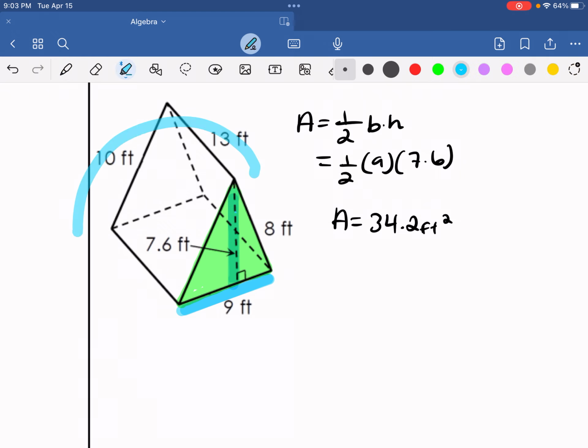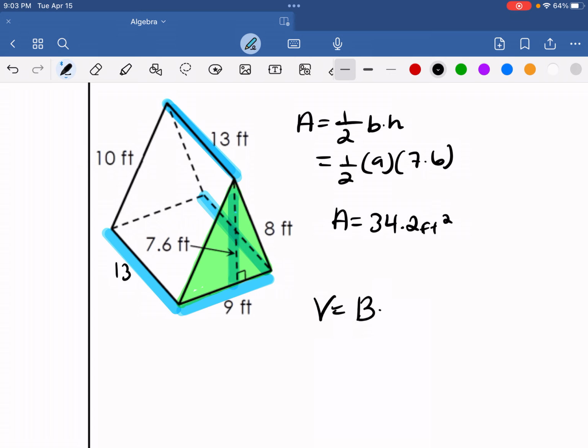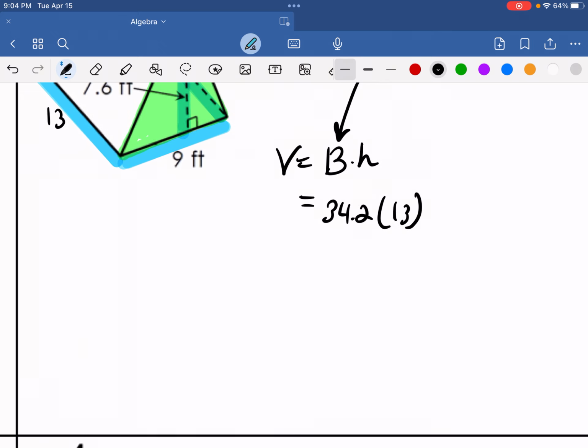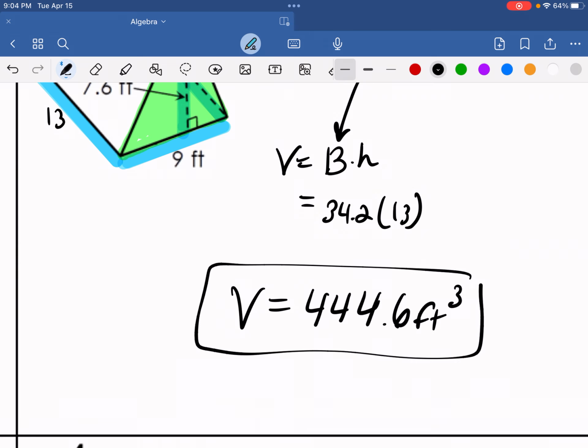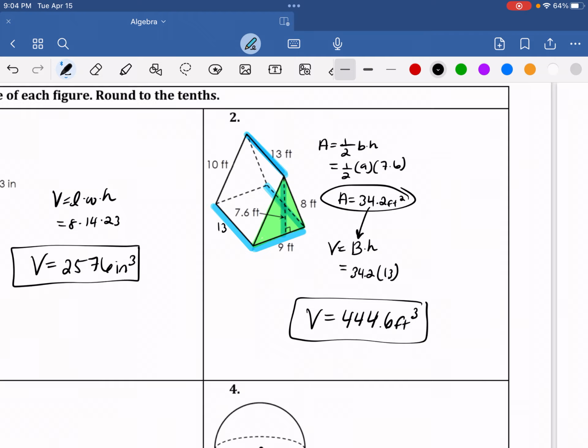Now if we want the volume of the whole shape, we still have to multiply it by the height. So the height would be like how long it is. It'd be this size. And it's the same side as this one. It's the same length, and it's the same length over here. And they all measure 13. So we're going to take that number. The volume is capital B times height. This is capital B, the area of the triangle, 34.2, and then now multiply by 13. 34.2 times 13. And we get 444.6 feet cubed. Okay, again, area is squared, but volume is cubed.